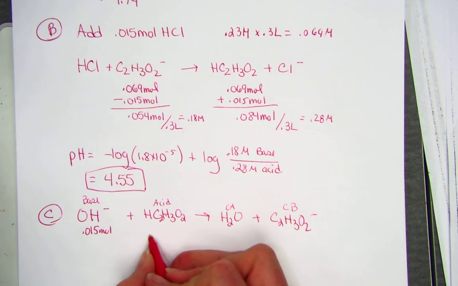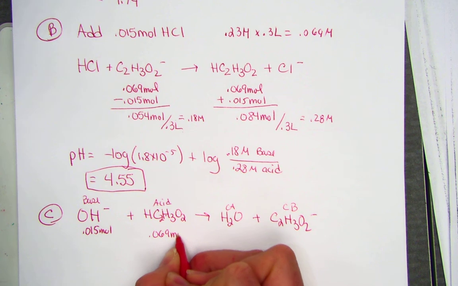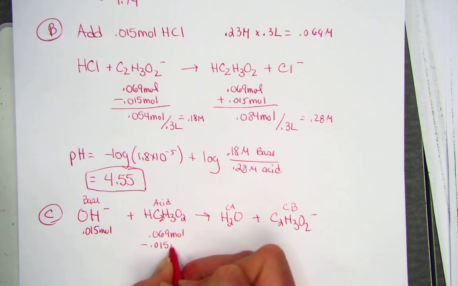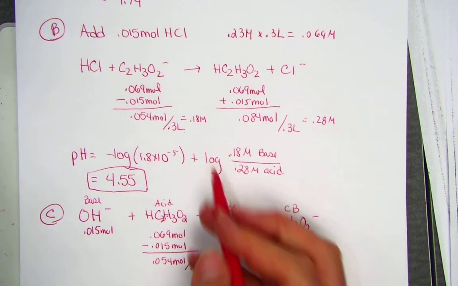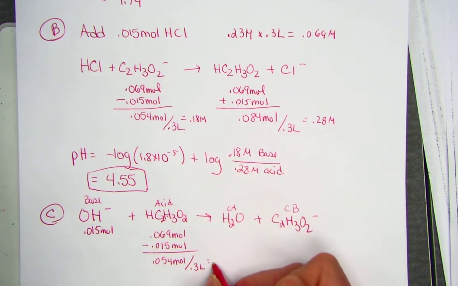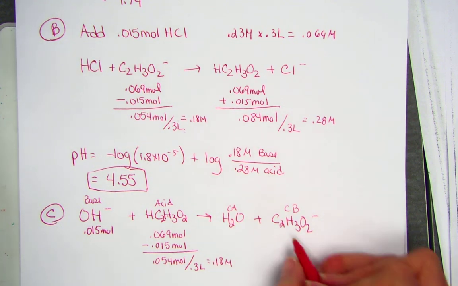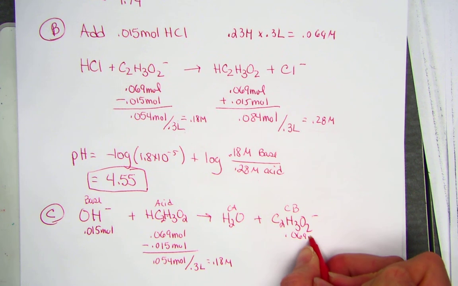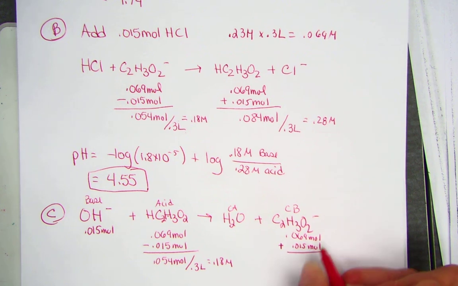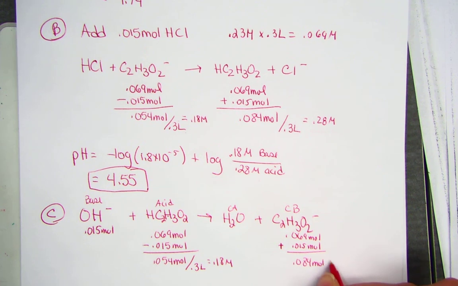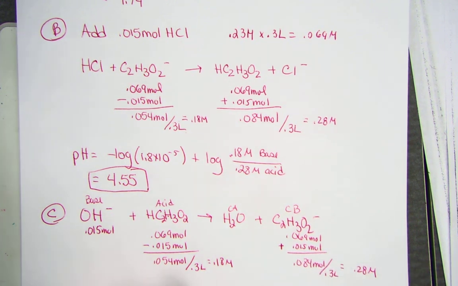The original amount in moles, 0.069. We're going to subtract out 0.015 moles, leaving 0.054 moles divided by 0.3 liters. And again, I'm just looking at the math I did up above. This comes out to be 0.18 molar. The original number of moles, 0.069 of the conjugate base, but now I'm adding because I'm making more, stoichiometry first. So now, again, same answer up above, 0.084 divided by 0.3 liters, and we get that same concentration of 0.28 molar.